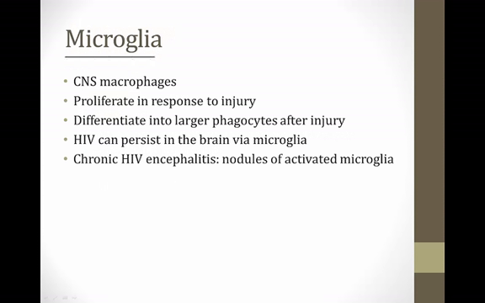Next, let's talk about the microglia. These are the central nervous system macrophages, and they proliferate in response to injury. They differentiate into bigger phagocytes that can go and clean up injured areas of the brain. A couple important things to know about this. HIV can persist in the brain by hiding inside a microglia, and patients who get something called chronic HIV encephalitis will have nodules of activated microglia on pathology.